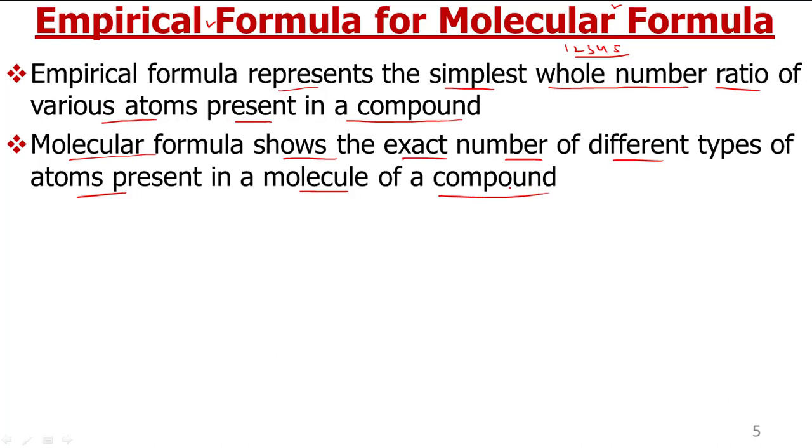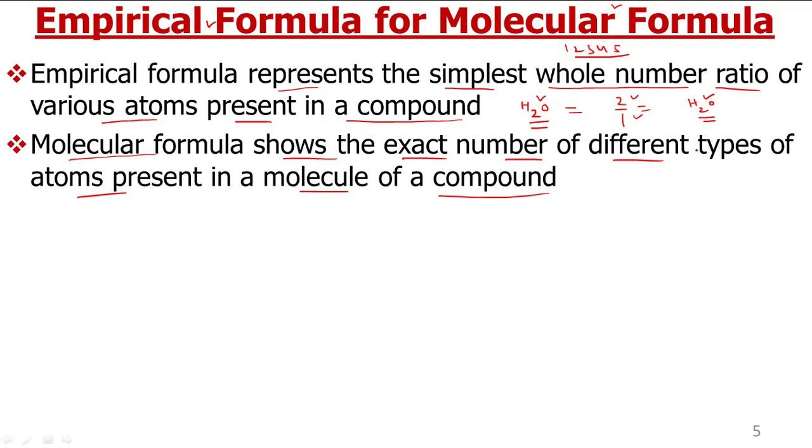Now let us try to understand this. Suppose we have water. This is the molecular formula of water, because in water we have two hydrogen atoms and one oxygen atom. Whereas what is the empirical formula? Empirical formula is the simplest whole number ratio of the various atoms. If we see the ratio of hydrogen and oxygen atoms, it is 2:1, and it is the simplest whole number ratio. So the empirical formula of water is the same. Water has the same molecular formula and empirical formula.